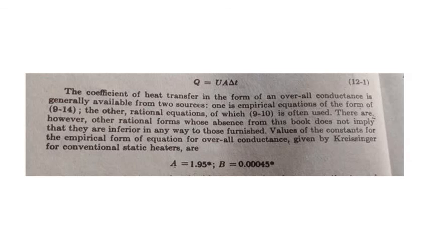So the coefficient of heat transfer in the form of an overall conductance is generally available from two sources. One is empirical equations, the other is a rational equation, which is often used. There are, however, other rational forms whose absence from this book does not imply that they are inferior in any way to those furnished. Values of the constants for the empirical form of the equation for overall conductance given by Krisinger for conventional static heaters are A equals 1.95 and B equals 0.004.